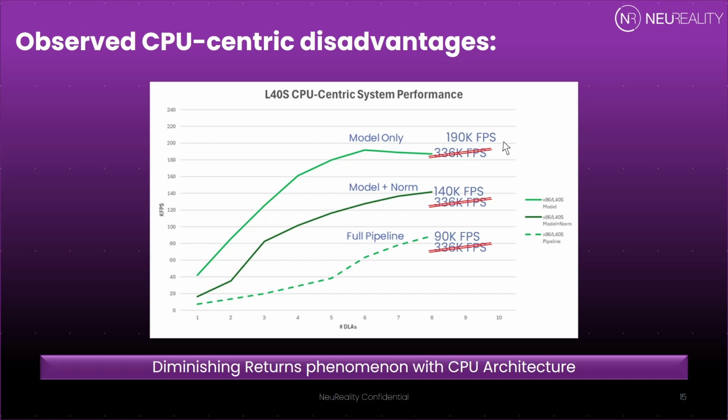Now, if you just add normalization to this pipeline on the pixels of the image, you drop. Oh, by the way, we were supposed to get to 336 kilo frames per second, and we got only 190. When we start to do minimum pre-processing, we're dropping to 140. And when we run the complete pipeline, with JPEG decoding, resizing of the image, normalization, and then the convolutional neural net, and all of it is offloaded to the GPU, we're wasting a lot of the capabilities.